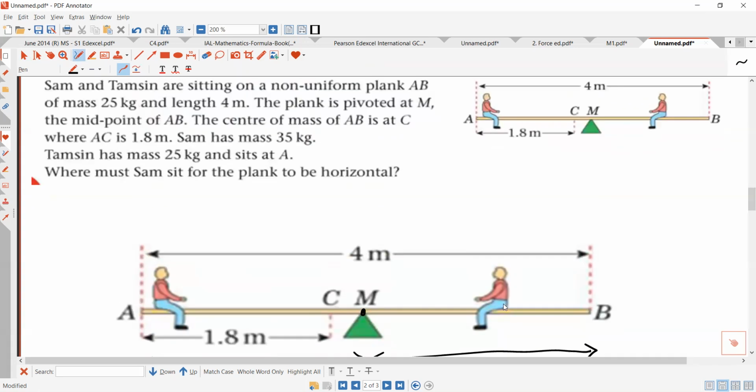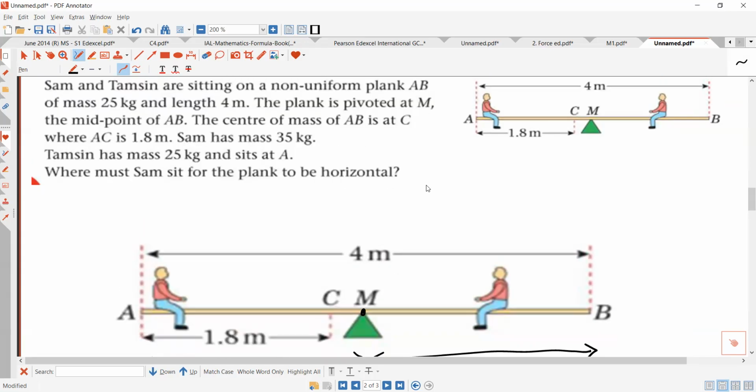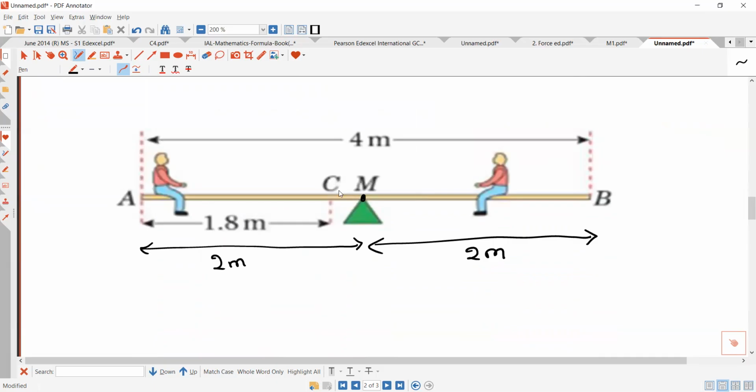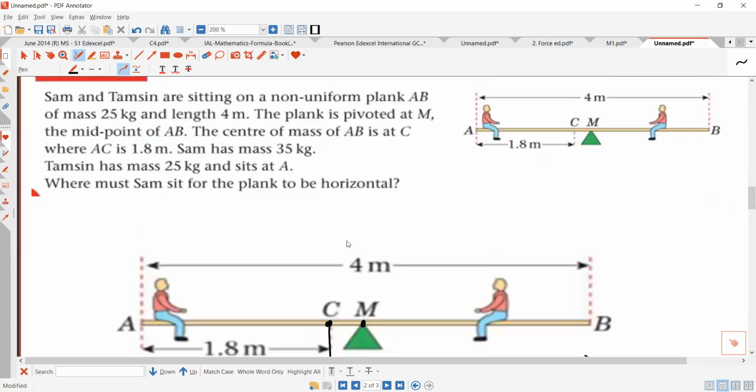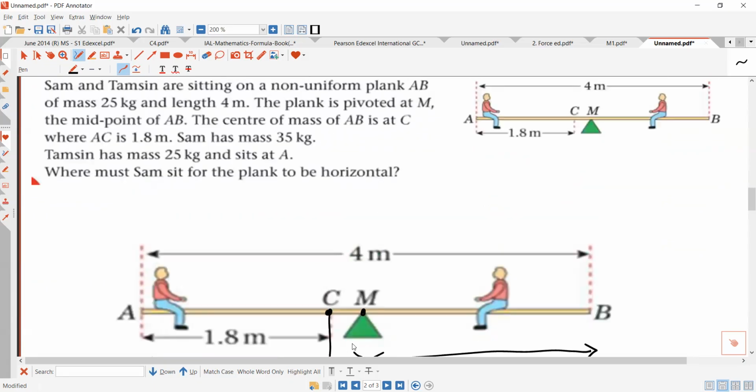Then they said the center of mass of AB is at C. They actually gave us where C is. C is 1.8 meter from A. So this is where your center of gravity is. It's not at the midpoint. And what is the weight of it? It's 25 kg. So what will I give here? 25 G. Good, you guys are getting the hang of it.